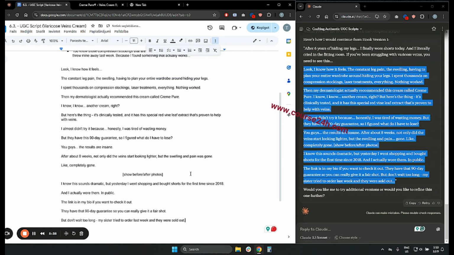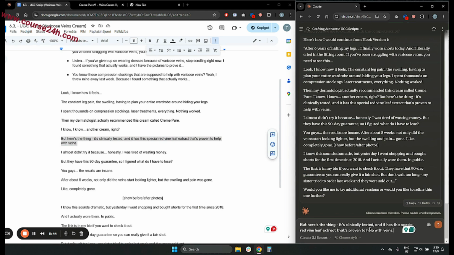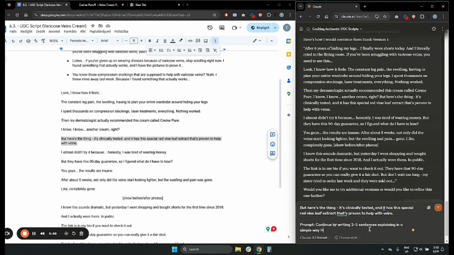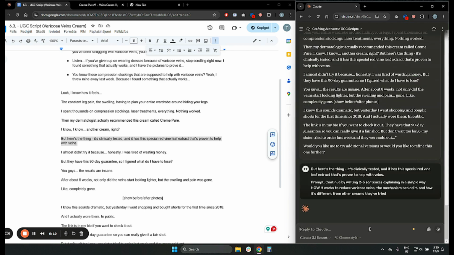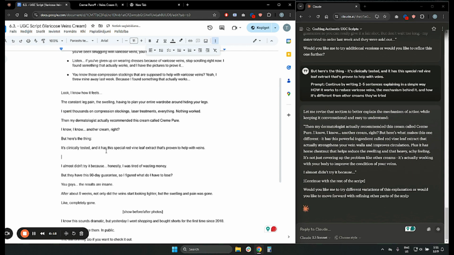So overall, it's a solid script. I would only comment on, and expand on, the ingredient. So I would prompt: continue by writing 2 to 5 sentences explaining in a simple way how it works to reduce varicose veins, the mechanism behind it, and how it's different from other creams they've tried. So once you have that, I think it's a pretty solid script.